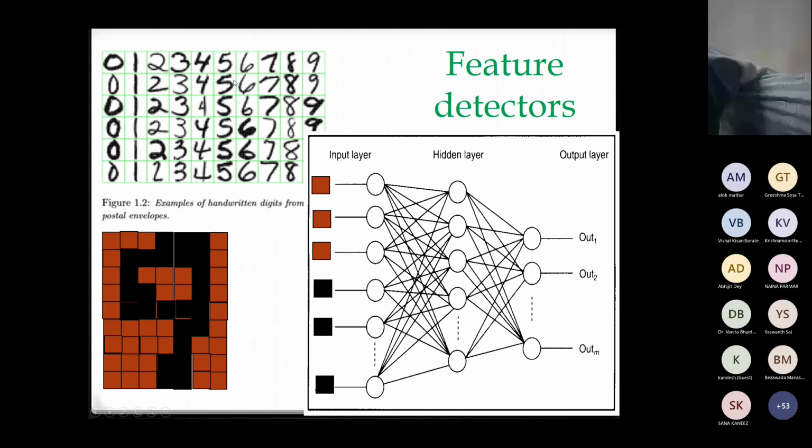We have to identify 0 to 9, and see which detection features are available from the outcomes. We take the red and black as input values, and outputs come as output 1, output 2, up to output n, meaning 0 to 9. We can identify differences, because each person has different handwriting.